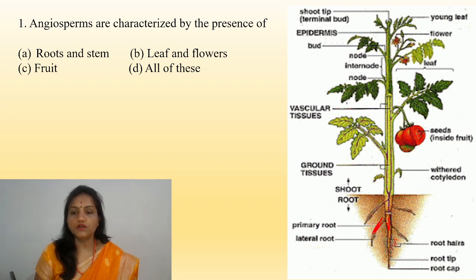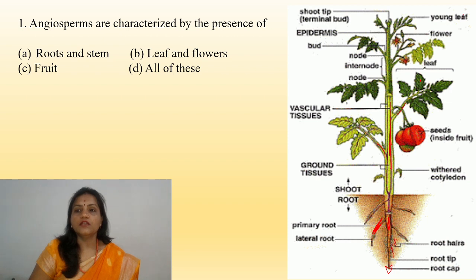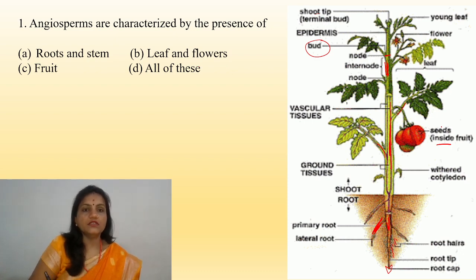Then further it possesses the root hairs, the root tip, and there is a thimble-like structure which we call the root cap. Coming to the shoot system, you are seeing here it has the stem, branches, leaf, then flowers, then the terminal bud. Then the shoot tip, and the fruit. Within the fruit there are seeds. The shoot system is differentiated into node and internode. So the right option for this question number 1 is all of this.